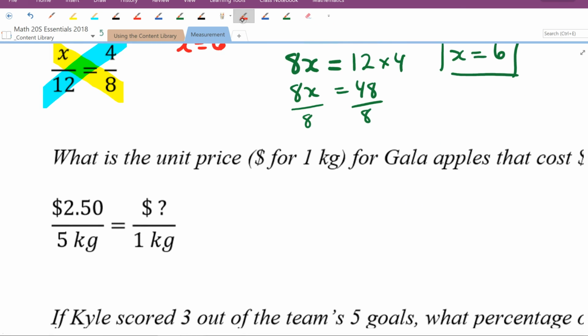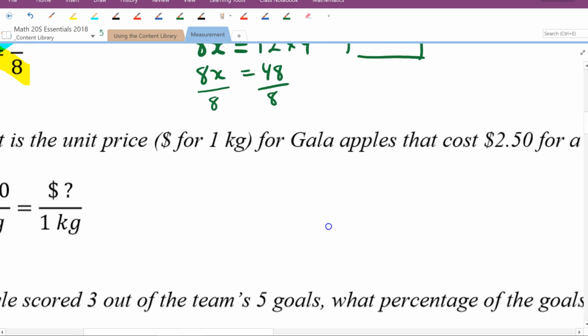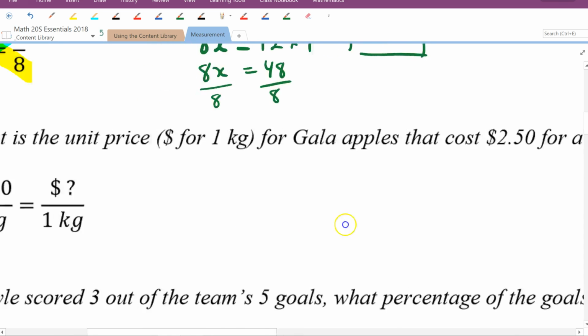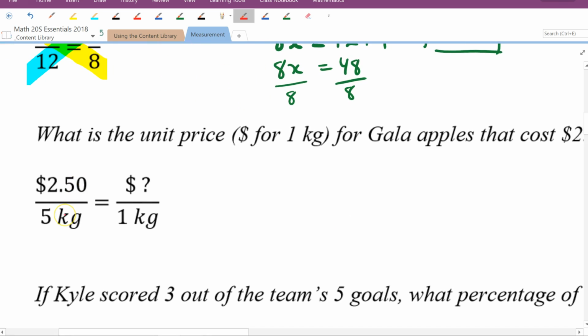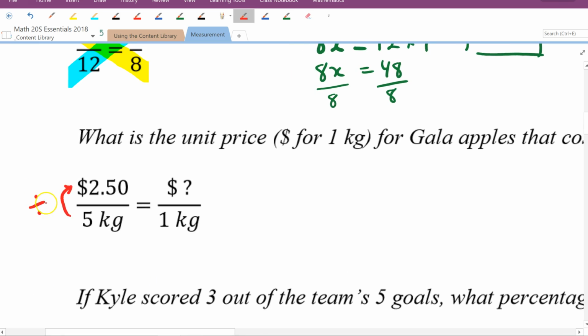So here's the second one. What's the unit price? In this case, it's for Gala apples. If I had a 5-kilogram bag that costs $2.50, what's the cost per kilogram? Again, maybe I could find a pattern. If I go from 5 to 2.5, I'm just dividing by 2. So what's half of 1? It'd be 0.5, and since it's money, I would write it like that.